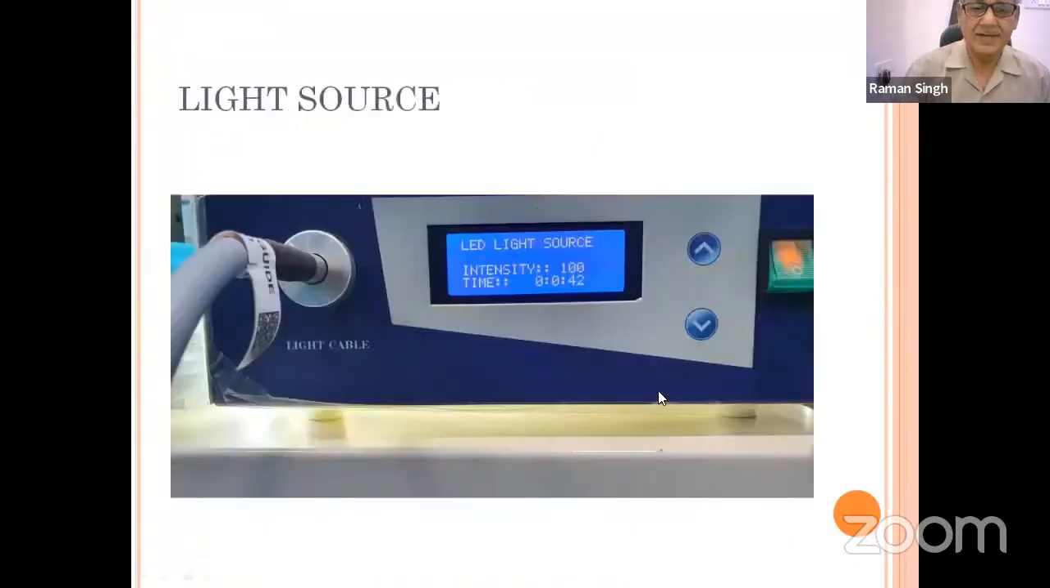usually these days, an LED light source is very popular, and it gives a very natural light. Earlier, halogen and xenon were used. They were very costly, and this LED light source is also costly, but gradually the cost is going down, and this is a very good light source and very popular in India nowadays.